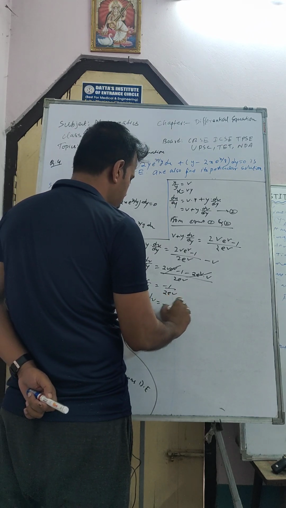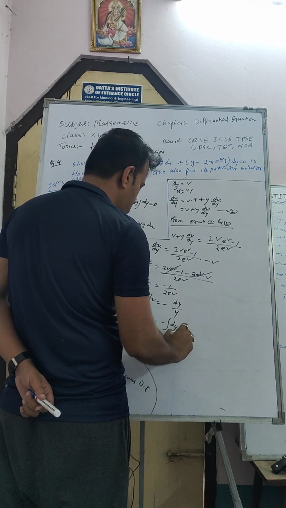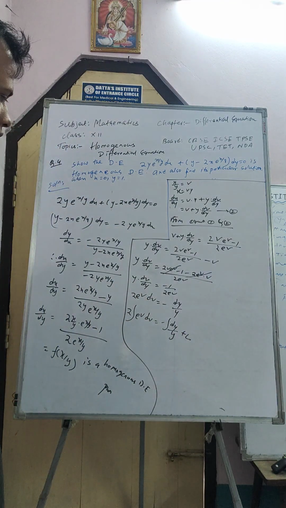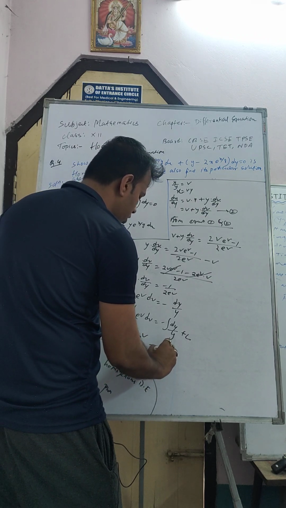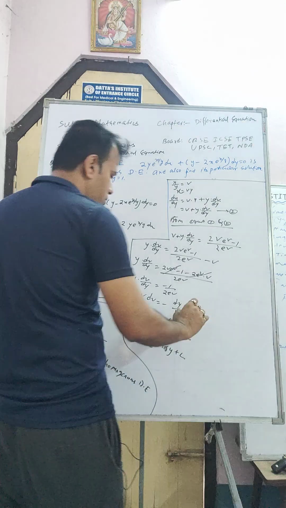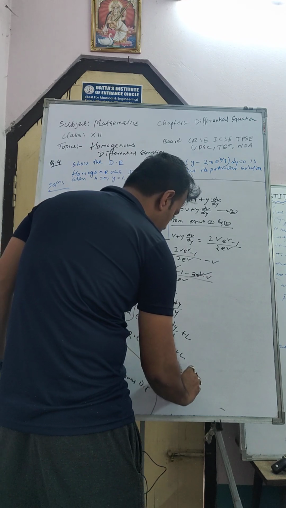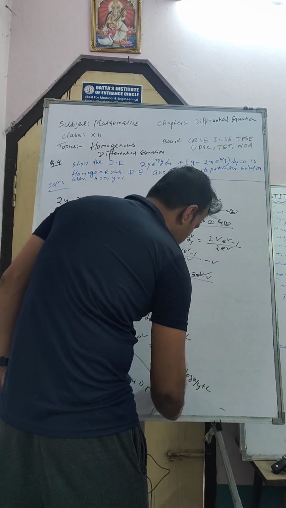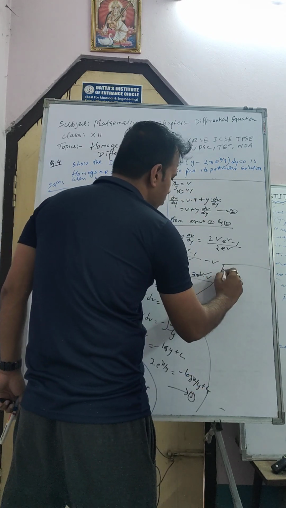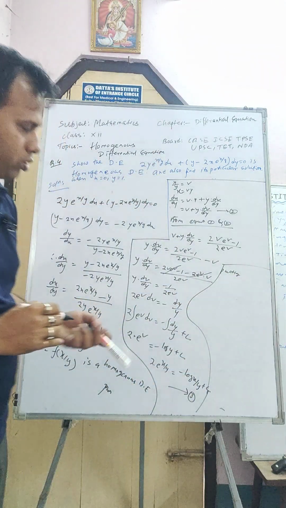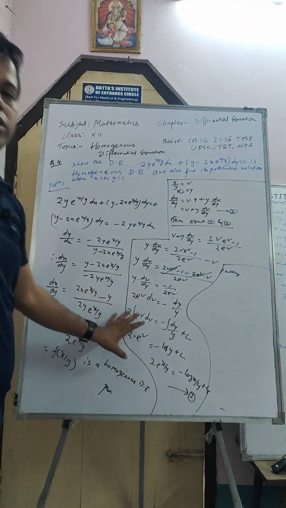So 2 e to the power v dv equal to minus dy by y. I take integration here, integral of 2 e to the power v dv equals minus integral of dy by y plus c. Okay, so on integrating, it will be 2 e to the power v equals minus log y plus c. Now put the value of v: 2 e to the power x by y plus log y equals c. This is equation number 3. So this is the solution. Okay, this is the general differential equation solution, solved.